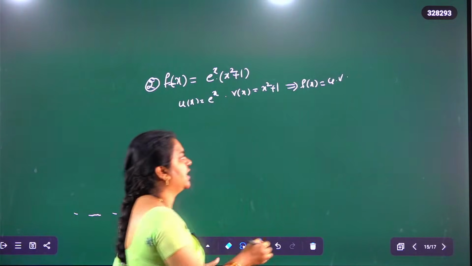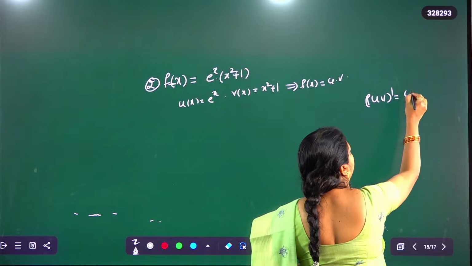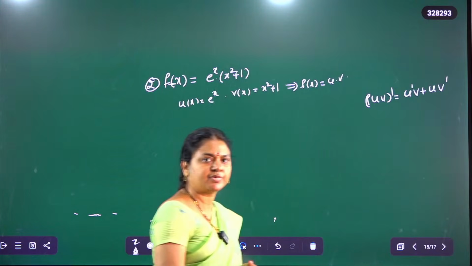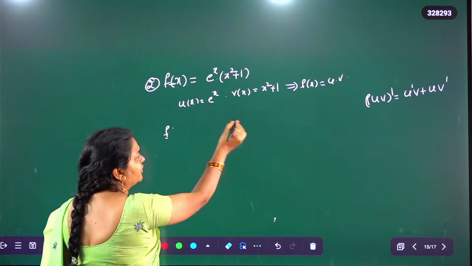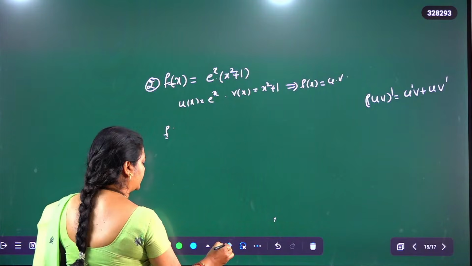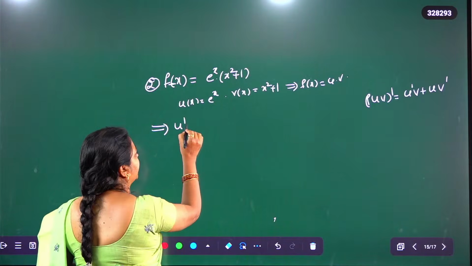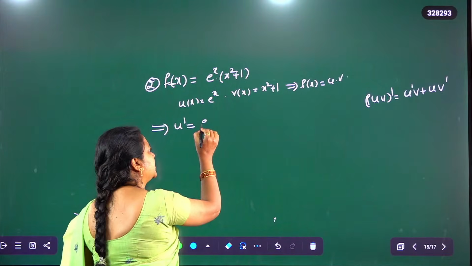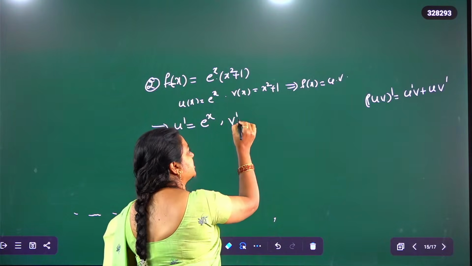What is the product rule? Just now we completed it. Derivation of uv is equal to u dash v plus uv dash, isn't it? Right? Now we will use that one only. Before doing that, we need to find u dash and v dash. So first we'll find u dash. E power x derivation, just now we completed in the formulas, is e power x only. Right? Then we will do v dash.